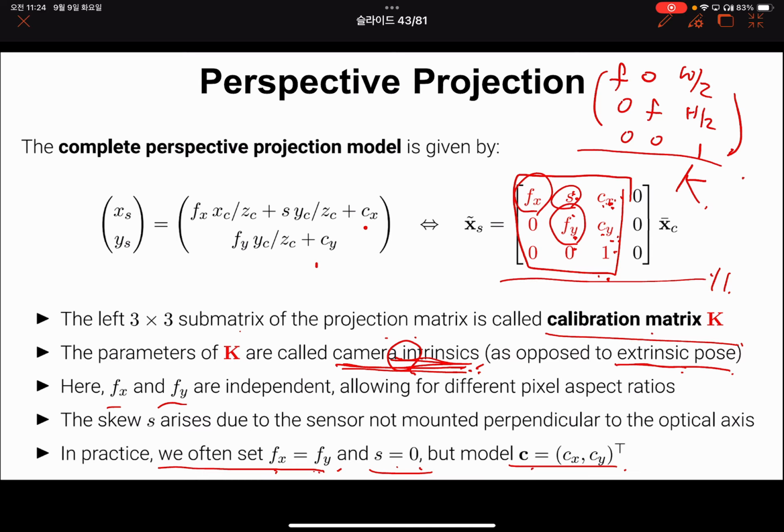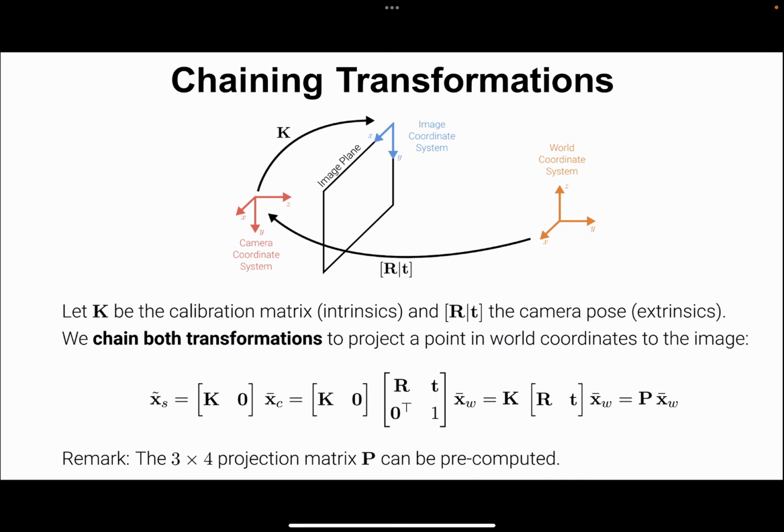But on the other hand, extrinsic means we cannot control this inside of camera. We will study this later, but this is out of control of camera. This is the relationship between different cameras. So anyway, this is often called calibration matrix, intrinsic matrix. And this is extrinsic matrix, chaining transformation. So let K be the calibration matrix, intrinsic, and RT the camera pose. The definition of pose is a combination of rotation and translation.